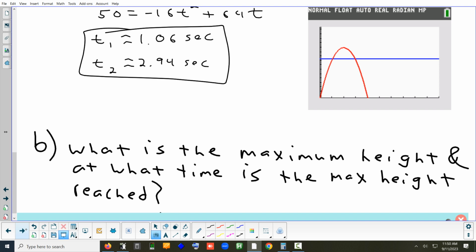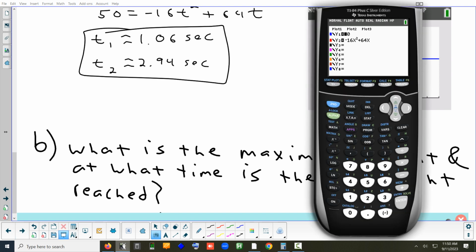What is the maximum height? Okay. Well, for maximum, sure, we can find the maximum height on the calculator too. It's under the same menu that you do the intersect. Which option do you think I would use there to find maximum height? Yeah? Number 4, maximum.